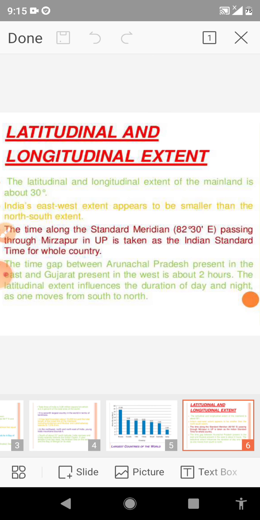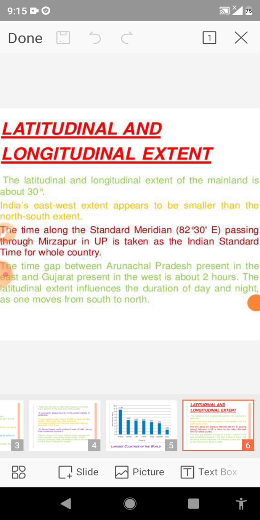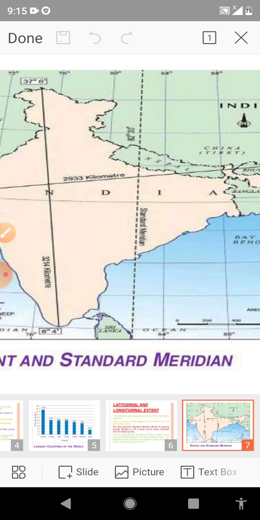Then, with regard to the latitudinal and longitudinal extent, both are only about 30 degree. If you see the west-east extent of our country, it is only 2,933 kilometer, and the north-south extent is 3,214 kilometer. In the sense, the north-south extent is much larger than the east-west extent of our country.